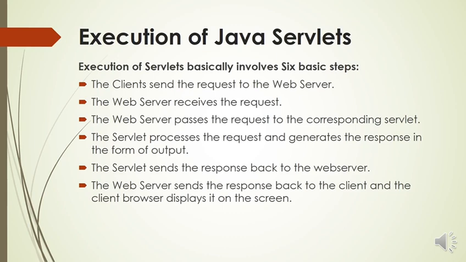Execution of Java servlets. Execution of servlets basically involves 6 basic steps. The client sends the request to the web server, the web server receives the request, the web server passes the request to the corresponding servlet, the servlet processes the request and generates the response in the form of output. The servlet sends the response back to the web server, the web server sends the response back to the client, and the client browser displays it on the screen.